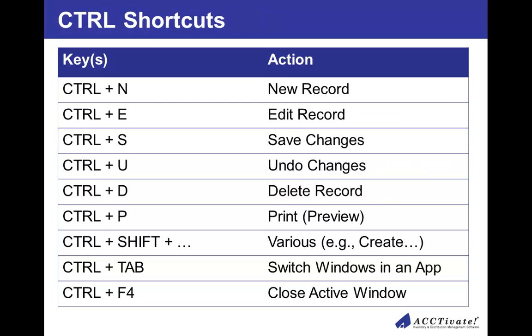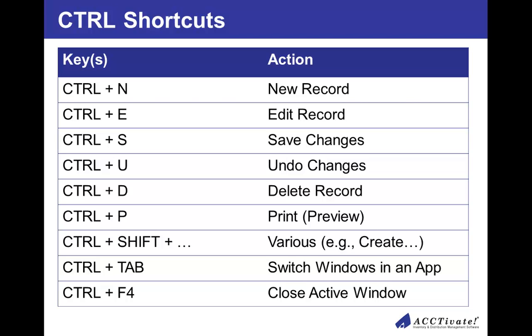Then we have a lot of control shortcut keys. I'm not going to read through all these. These are pretty much variations on the same type of actions. So creating new, toggling the edit mode or saving data, printing, Control P, all of these shortcut keys are available on most of the ACCTivate windows. And the way you'll see those and know which ones do each function, if you hover your mouse over the toolbar, a little tooltip, a little pop-up message will appear that tells you what the shortcut key is for that button. Okay.